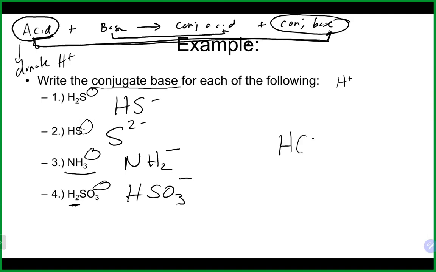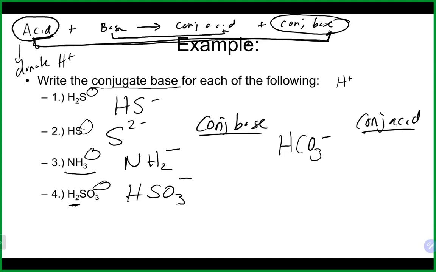If I have HCO3 minus, let's write the conjugate acid for that guy. And then let's write the conjugate base for that guy. In both cases, start with the one in the middle. Okay, we'll start with the conjugate acid first.